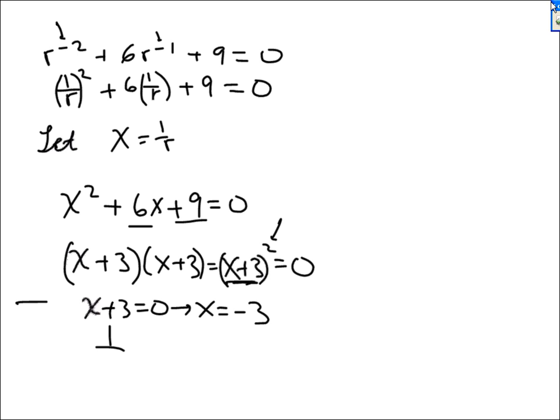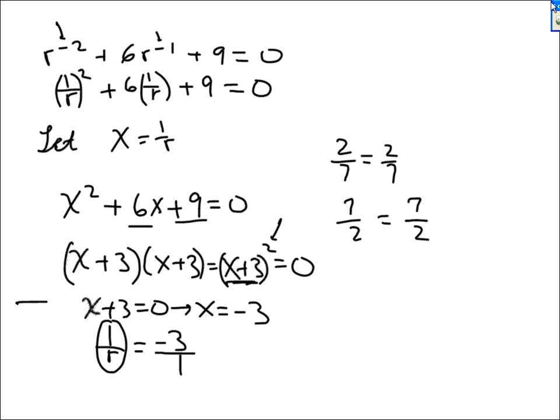But x is 1 over r. It should be negative 3, which is the same as negative 3 over 1. If two quantities are equal, like 2 over 7 equals 2 over 7, I don't think anyone would argue that. Well, if I take their reciprocals, they're still equal. If I take the reciprocal of this, I get r. You take the reciprocal of this, you get 1 over negative 3, which is the same as negative 1 over 3. And there is your only answer. R can equal negative 1/3.